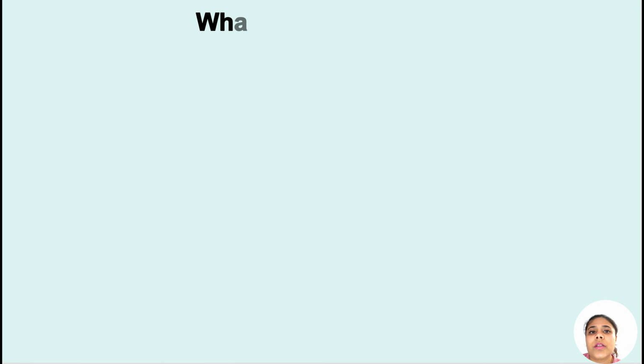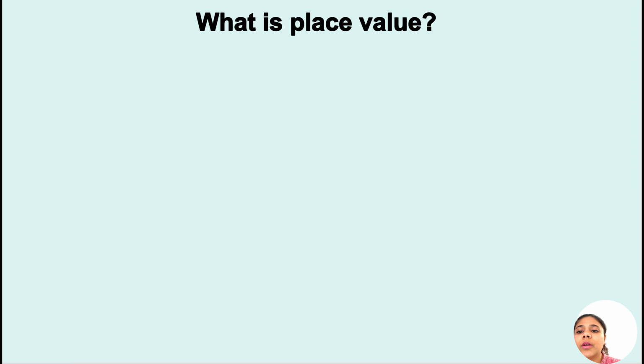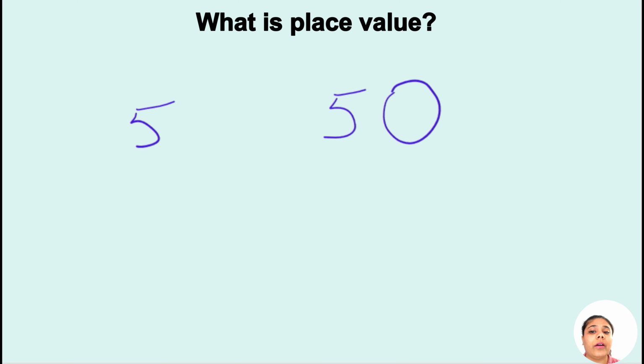Hello students. So today we will be learning about place value. We will understand what is the value of every digit in a number. For example, let's say we have two numbers. One is 5 and the other one is 50. Now which one do you think is bigger and which one is lesser?